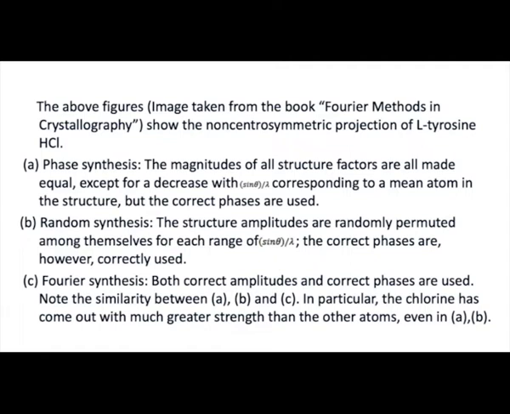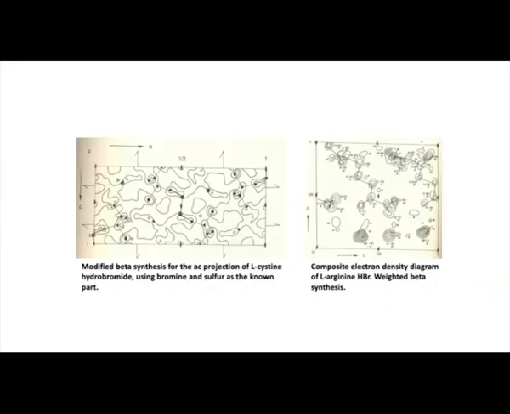Third is the actual Fourier synthesis, where both correct amplitudes and correct phases are used. We have to know the similarity between A, B and C. In particular, the heavy atom chlorine has come out with much greater strength than the other atoms, even in the phase synthesis and random synthesis. So, this shows how important the phase is compared to the amplitude, and it also says that you can tolerate errors in amplitude, but not in phases.